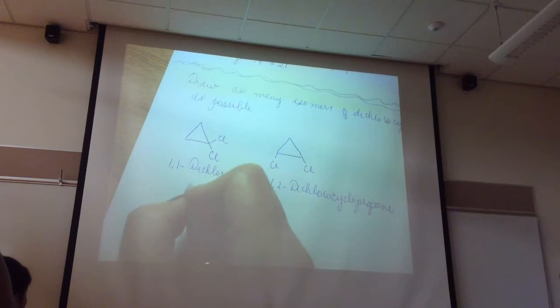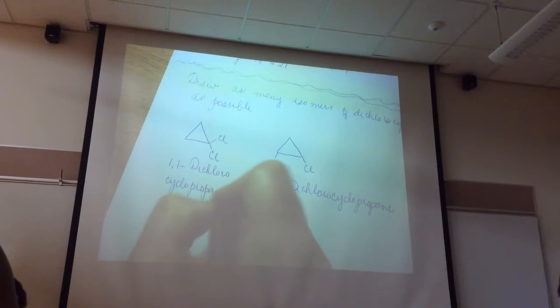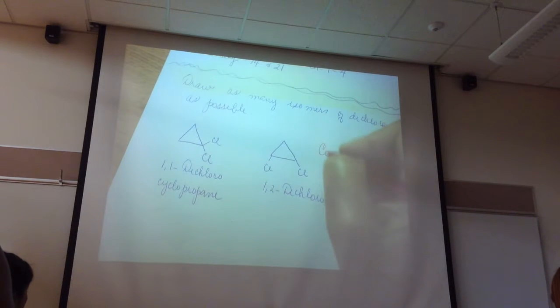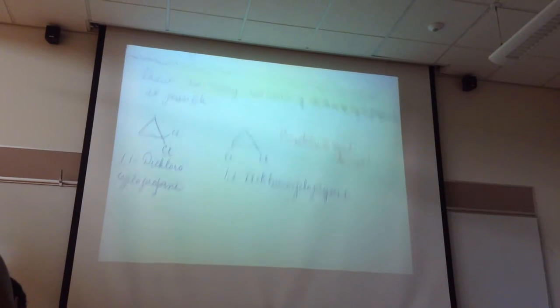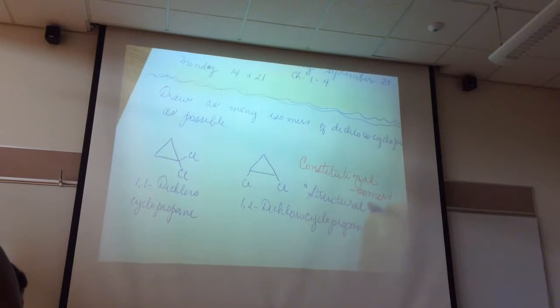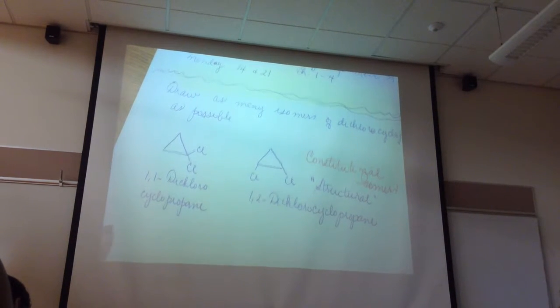1,2, and this one is also 1,1-dichlorocyclopropane. If somebody said, what is the relationship between these two? These two are said to be constitutional isomers. So they're called constitutional isomers. Somebody else can call them structural isomers. Structural isomers is an old term. It still can be used.